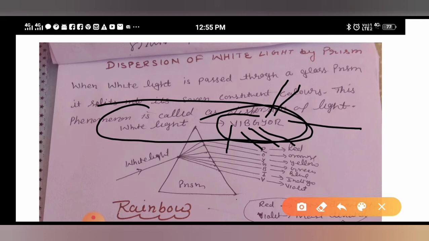Okay, and red color you can see from far away, so that is why we say that its wavelength is very large. The wavelength of red color is very high. In 9th standard you have studied what is wavelength.